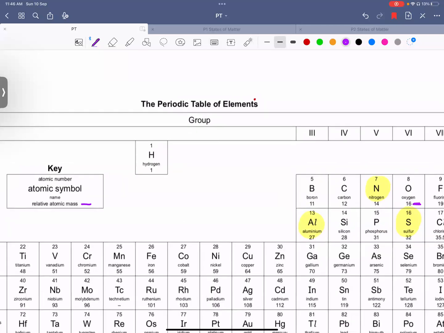The two oxygen atoms, mass 16 each, and there are two atoms, so 32.